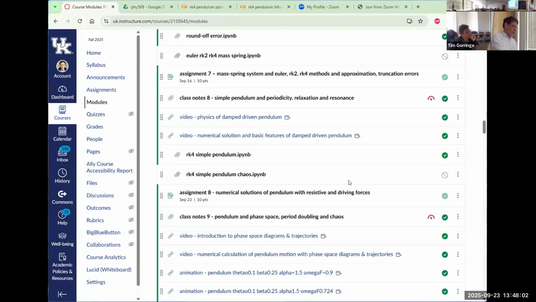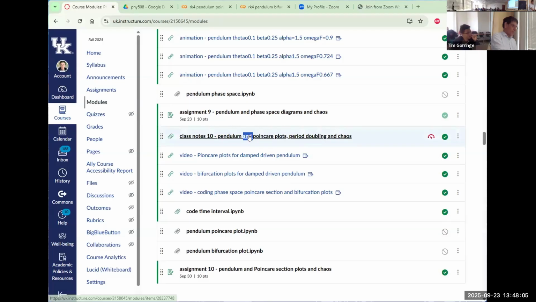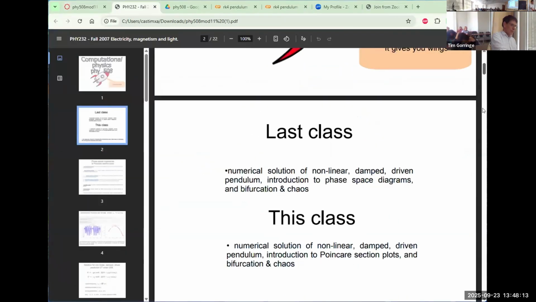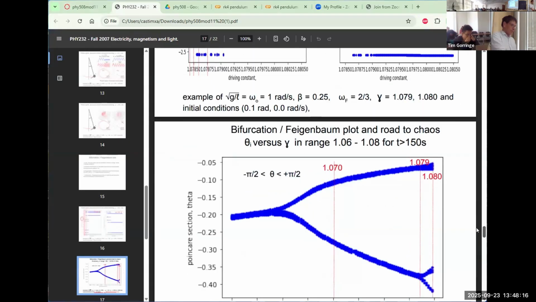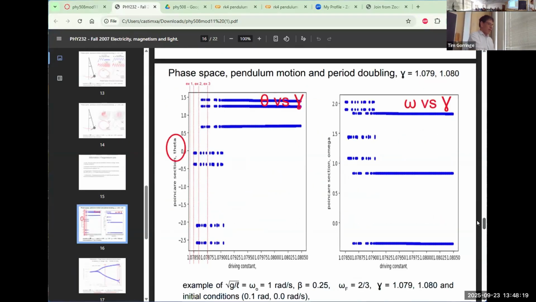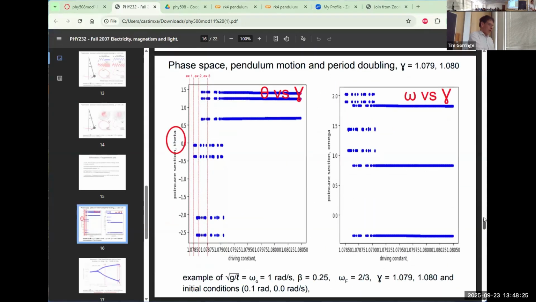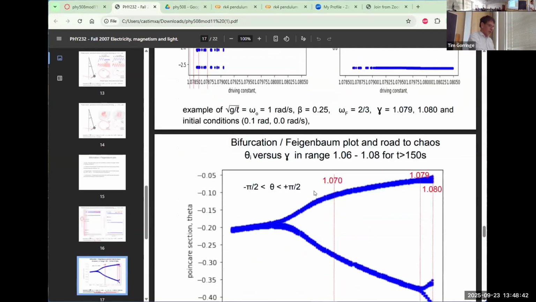Just want to show you how this becomes a Poincare section plot. So this is the type of plot I just showed you. Again, horizontally is the driving constant and vertically is either theta or omega. And you see either 1 or 2 or 3 Poincare points, or values of theta or values of omega, for a certain driving constant. That's bifurcations.